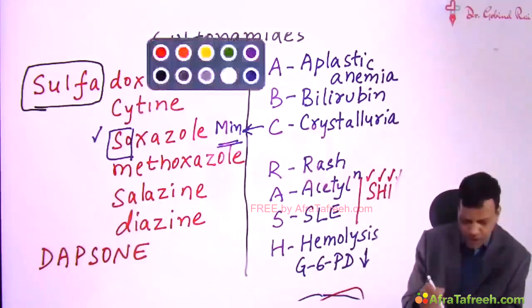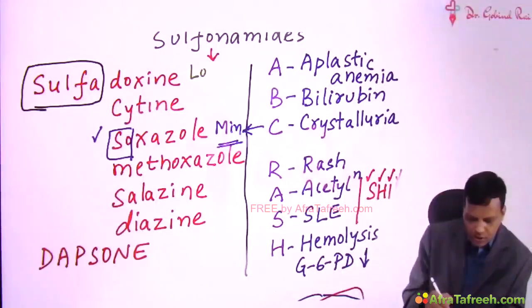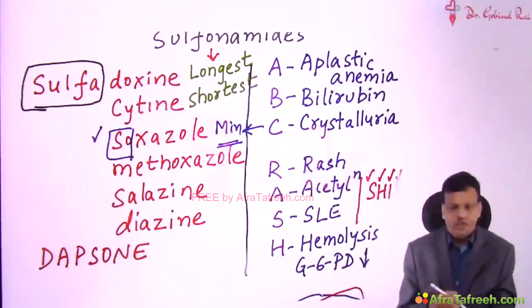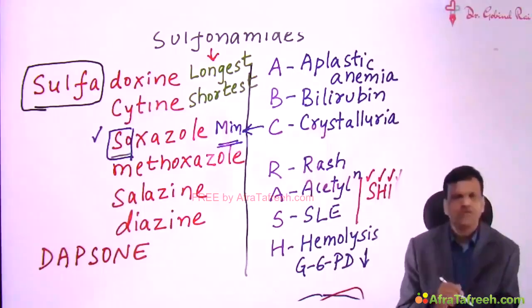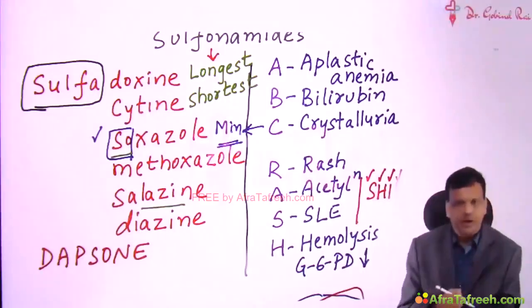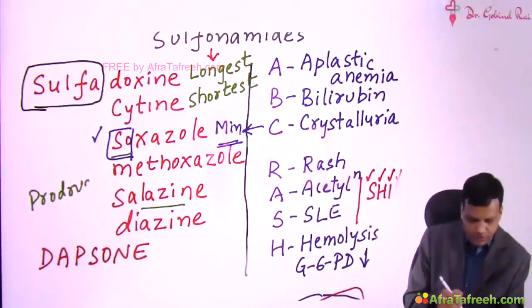Now, special points regarding the individual sulfonamides. Sulfadoxine is the longest acting sulfonamide, whereas sulfacytine is the shortest acting sulfonamide. Sulfisoxazole, we already discussed, is the most soluble sulfonamide, so minimum risk of crystalluria. Sulfasalazine, two points to remember. One, sulfasalazine is a prodrug.